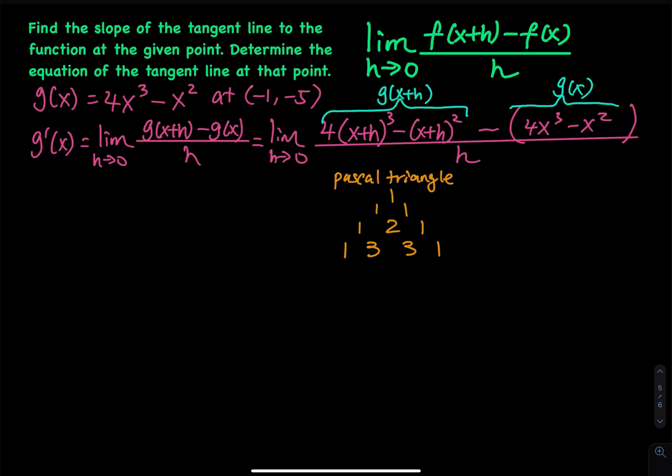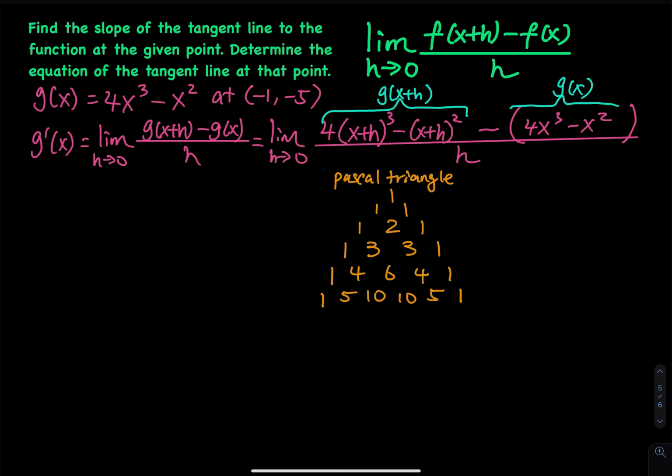The next line starts at 1. 1 plus 3, 3 plus 3, 3 plus 1, and then we end with a 1. The next line we start with a 1, and then 1 plus 4, 4 plus 6, 6 plus 4, 4 plus 1, and then we end with a 1. And then this can go indefinitely. We can just keep moving, but we don't need that many lines. So how do we use this?